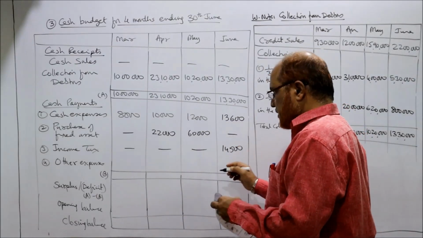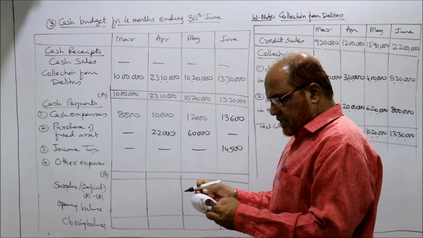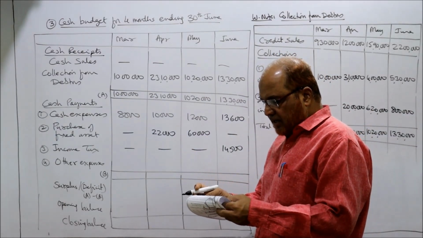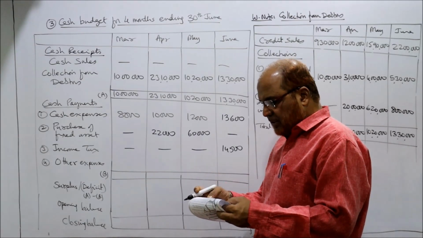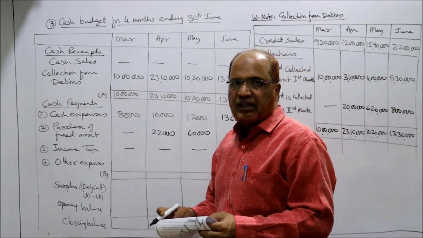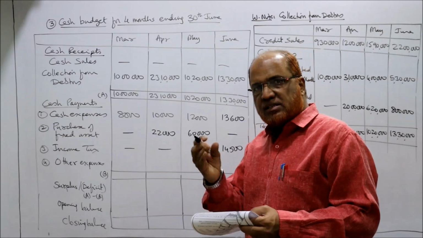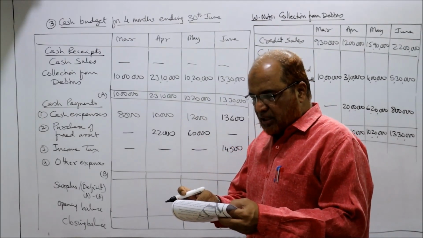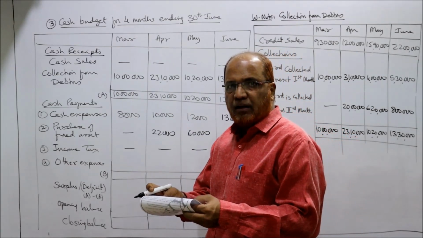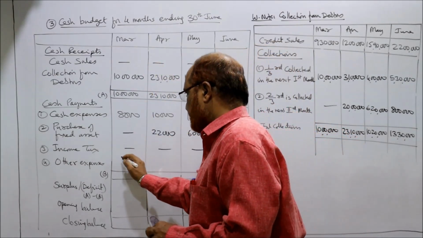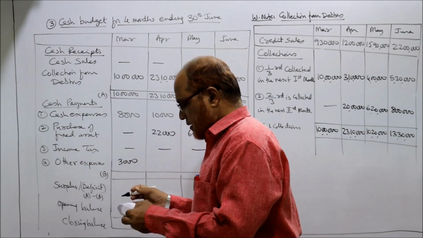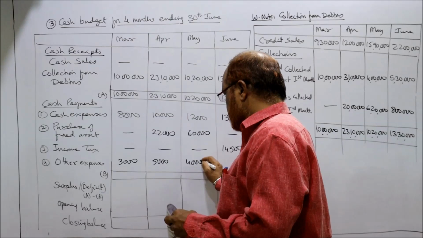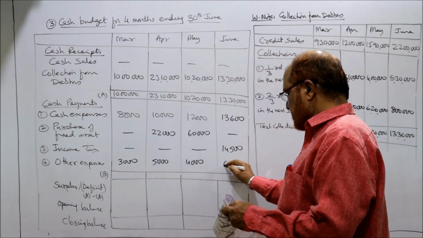Then income tax payment is there only in the month of June, 14,500. Similarly, other expenses. Expenses due and payable in the month of February to June are paid in cash in the month following the month in which they are incurred. The 1 month delay. February ke jo expenses hai, wo March mein pay karenge. March ke expenses April mein pay karenge. So 3,000 rupees of February will be paid in March. Then 5,000, 4,000, and last one is 6,000.